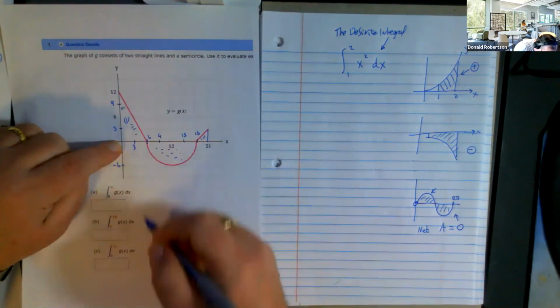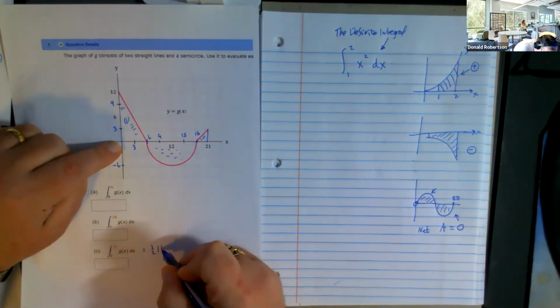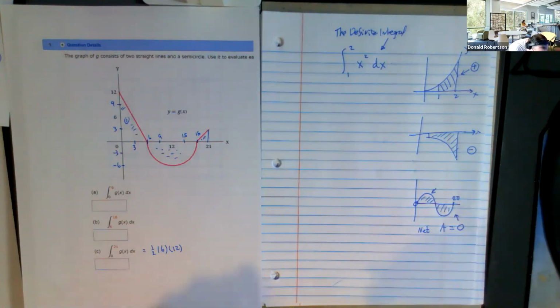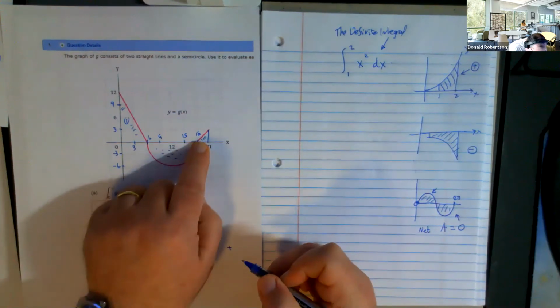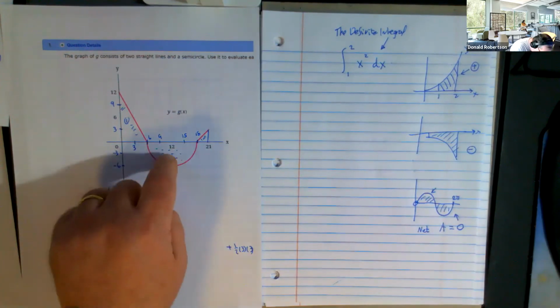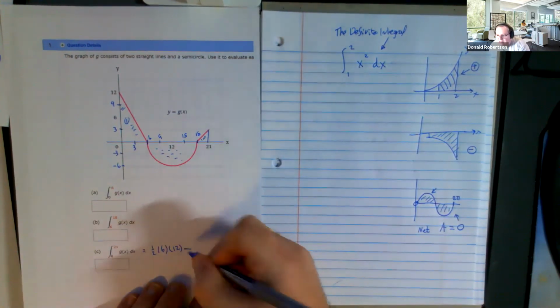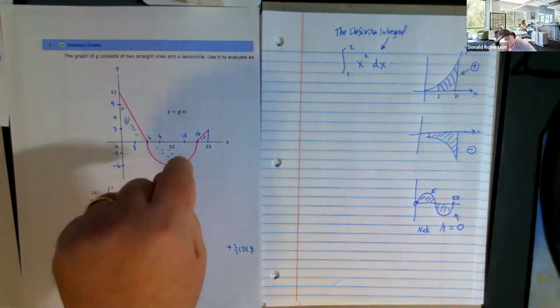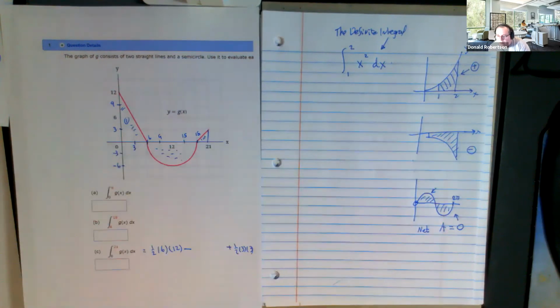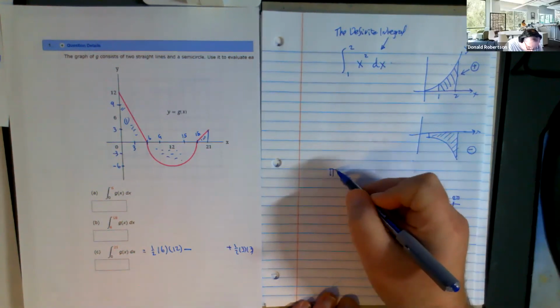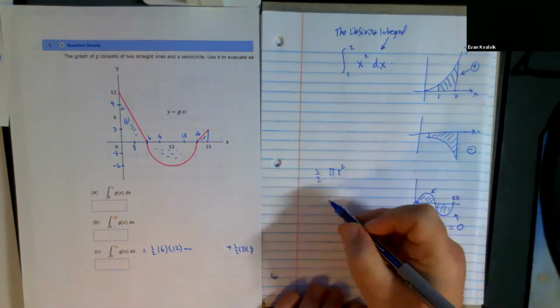This triangle is a half of a base of 6 times a height of 12. And the little baby triangle at the end is a half of 3 times 3. Now the guy in the middle is below, so if I stick the negative there, I've taken care of that. How am I going to find the exact area of this half circle? Pi r squared over 2. Yeah, half of a whole circle.